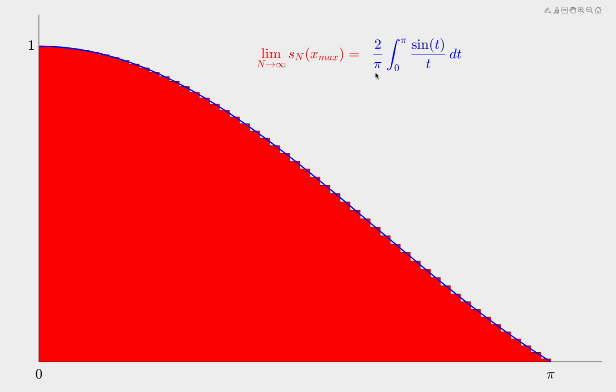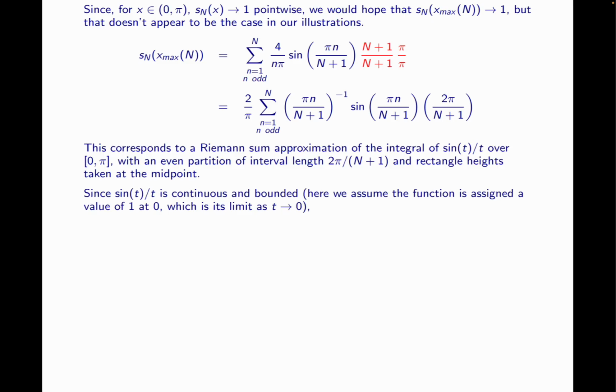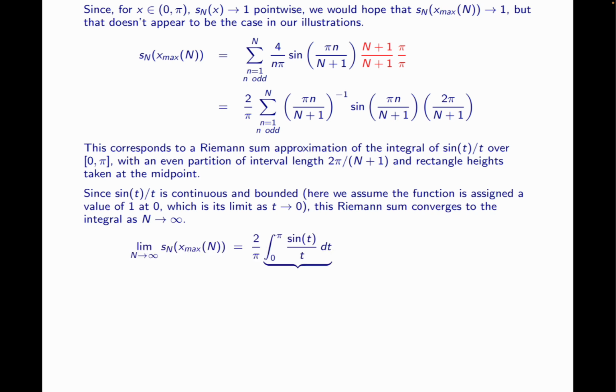Now, is this value 1? It turns out that the value is not 1. Now, because sine of t over t is continuous and bounded, it's integrable. By the way, of course, the function is not defined at 0, so we just define the function to be 1 at 0, because that's the limit of our function as t approaches 0. So the Riemann sum does converge to the integral. So I get that this is exactly 2 over pi times this sine of t over t integral.